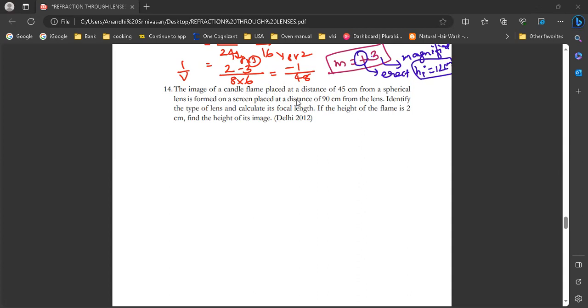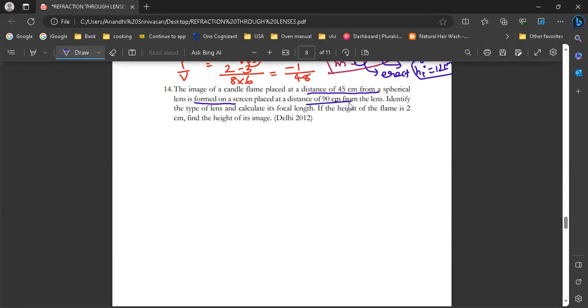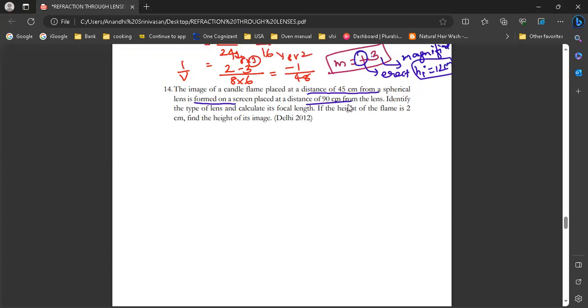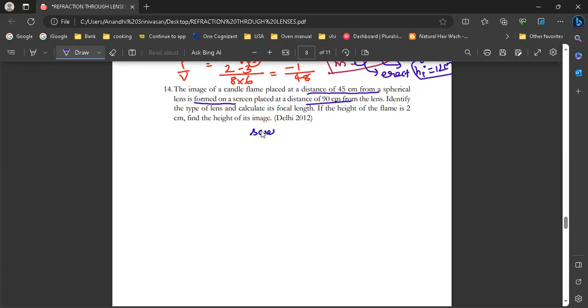The image of a candle flame placed at a distance of 45 centimeter from a spherical lens. That image is formed on a screen placed at a distance of 90 cm from the lens. The image is formed on a screen, and the screen is at a distance of 90 cm from the lens. The spherical lens is the lens, the screen is where the image is captured.